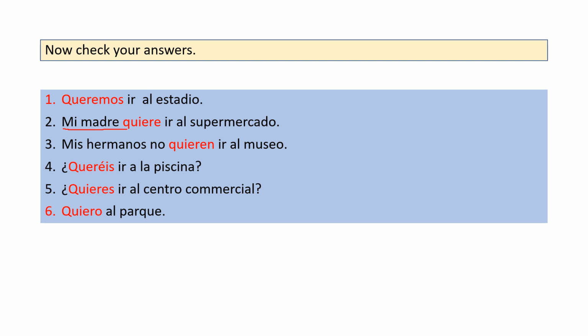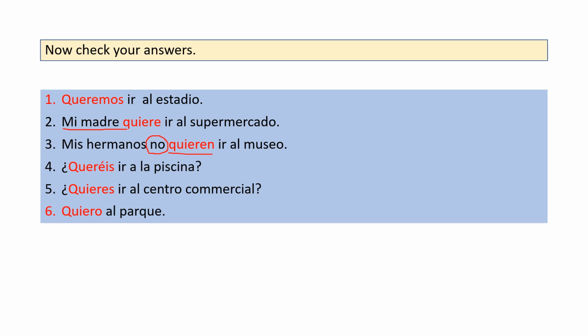Number 3, you should have written quieren, because you're referring to your brothers. My brothers don't want to go to the museum. Mis hermanos no quieren ir al museo. So here, a negative sentence, and you'll note then that the no goes before the main verb of querer.